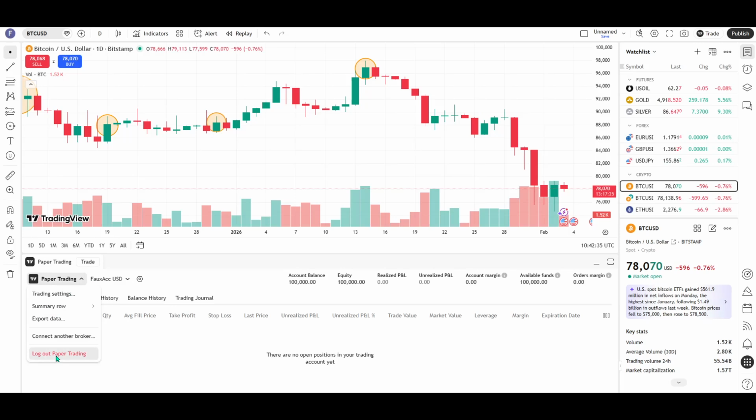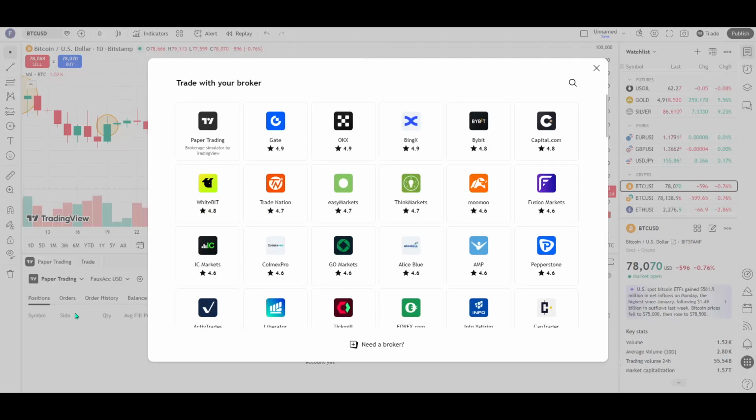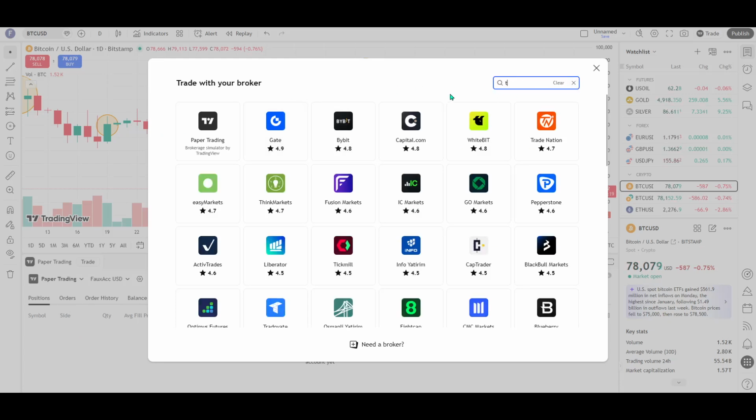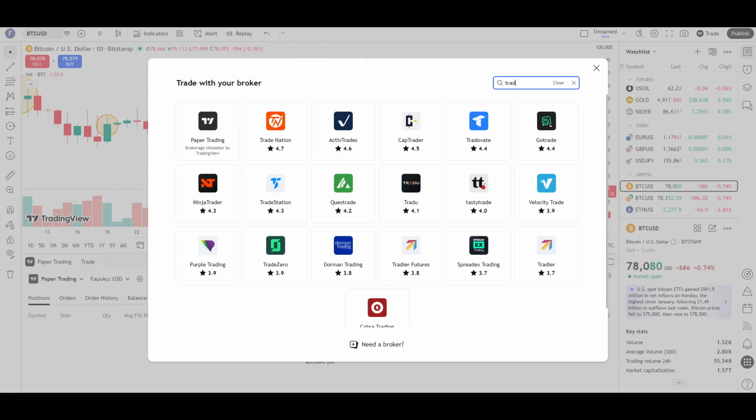Next, choose the connection that matches what your prop firm uses. If you're trading futures, select Tradovate or Trader 8, since these are commonly supported for futures flow. If you trade forex or CFDs, pick TradeLocker, which many modern prop firms use.